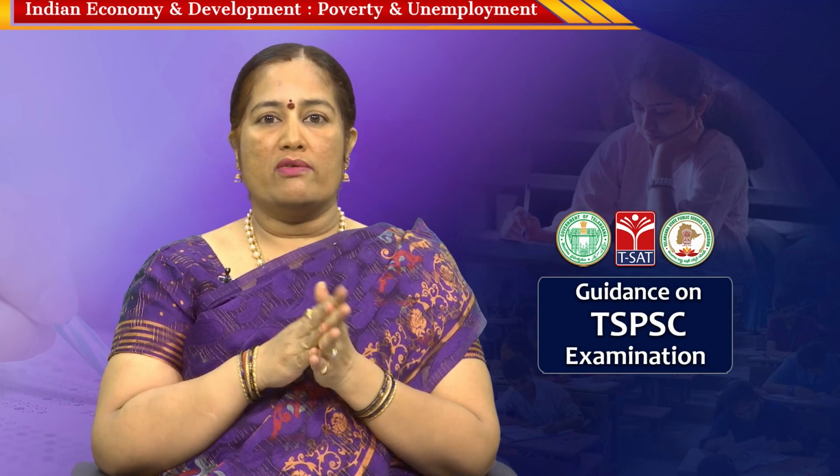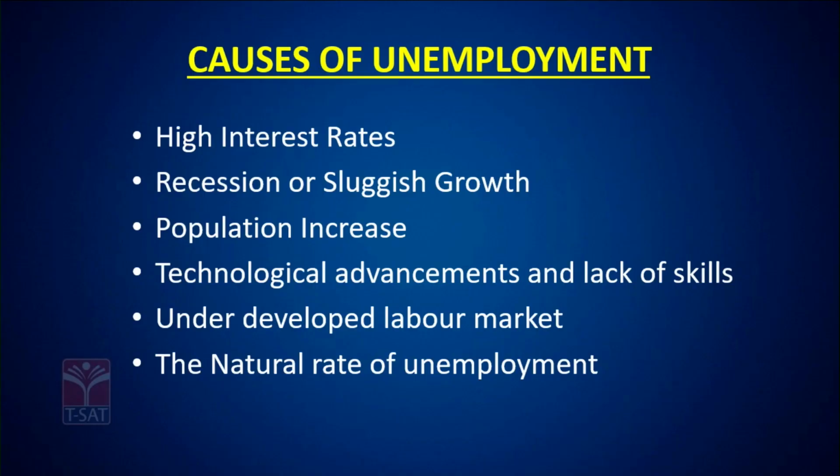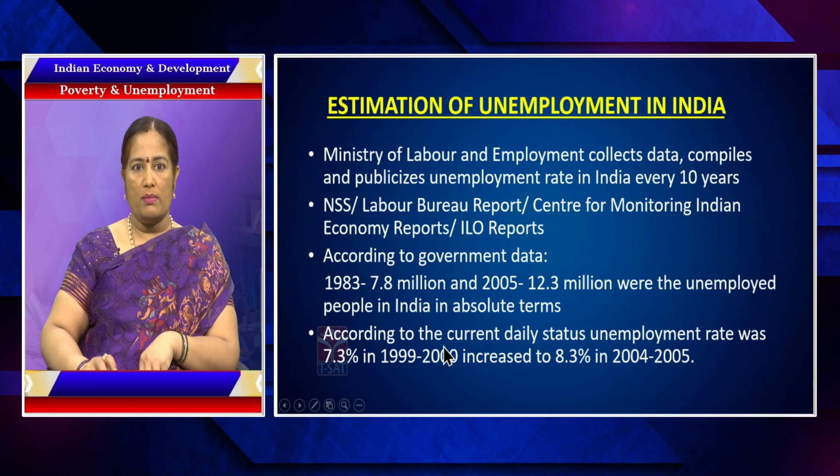Unemployment is caused because of high interest rates, which do not allow firms to come forward to establish more firms. A recession, which is also called sluggish growth, population increase, technological advancements and lack of skills, and underdeveloped labor markets are other causes. Every economy, in spite of attaining higher growth rates, still suffers from some kind of unemployment, and that kind of unemployment is called the natural rate of unemployment.